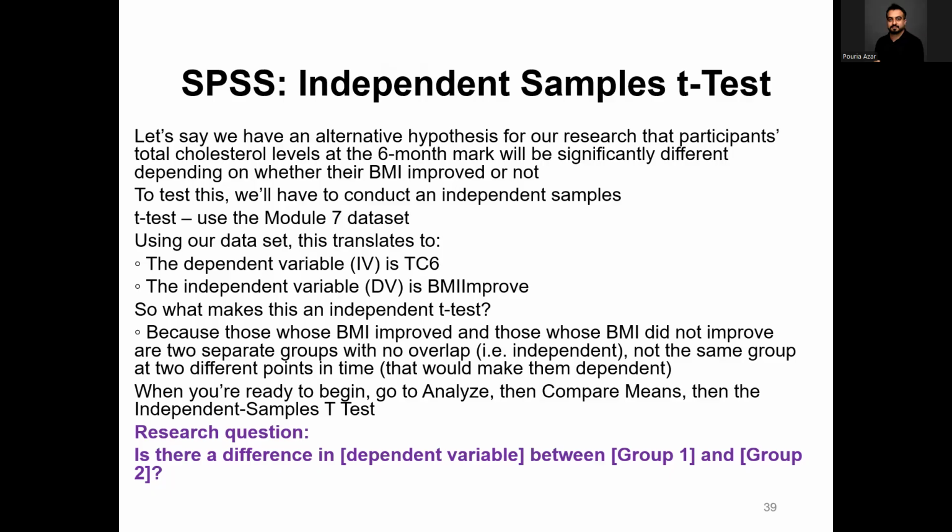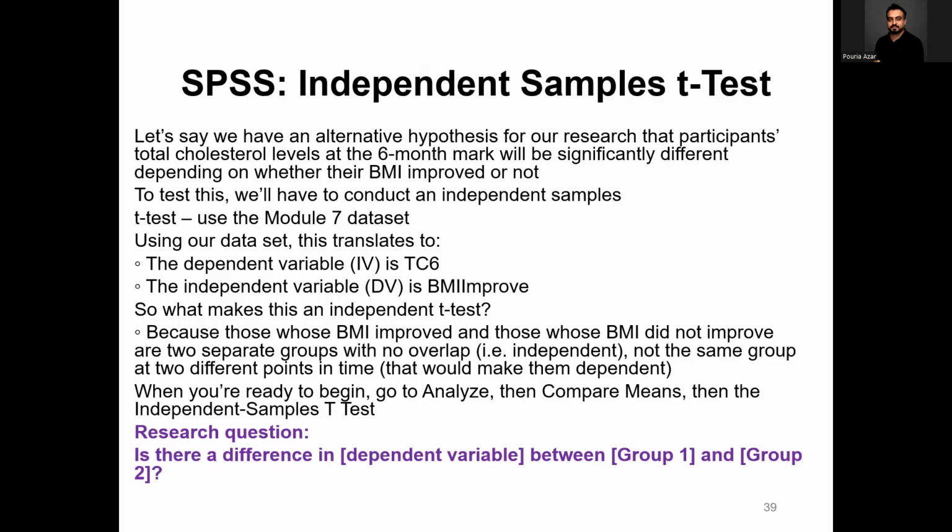So let's imagine my dependent variable is total cholesterol at the 6 month mark, and the independent variable is BMI improved. So I have two groups, BMI improved or not. And I want to compare the mean of total cholesterol at the 6 month mark between the two groups. One is BMI improved and another one is BMI not improved.